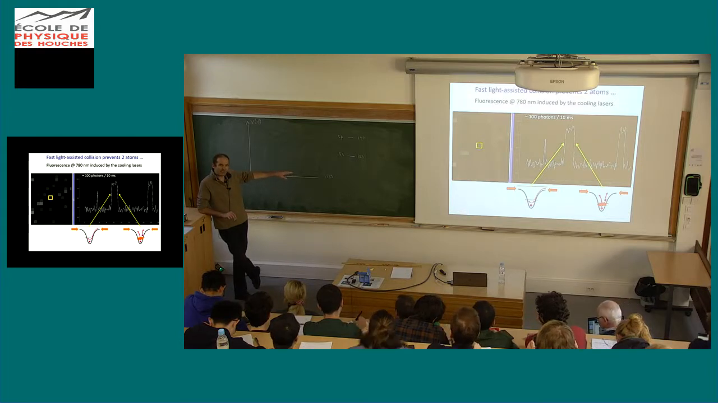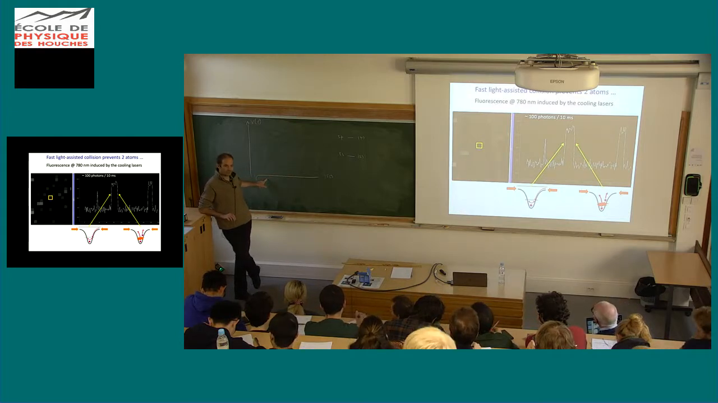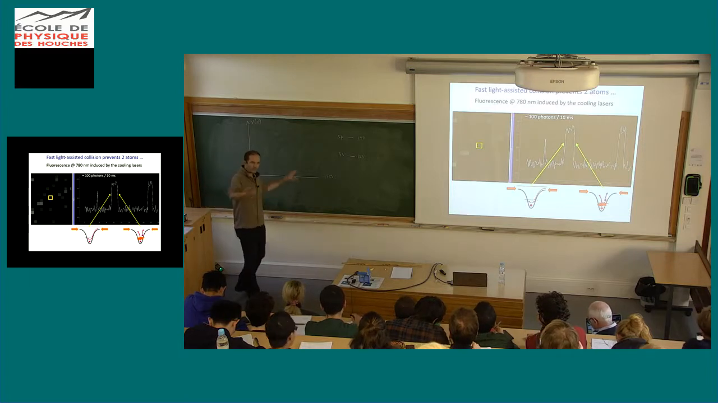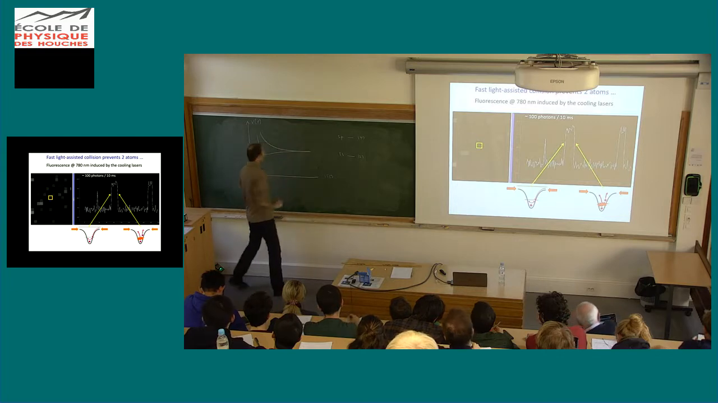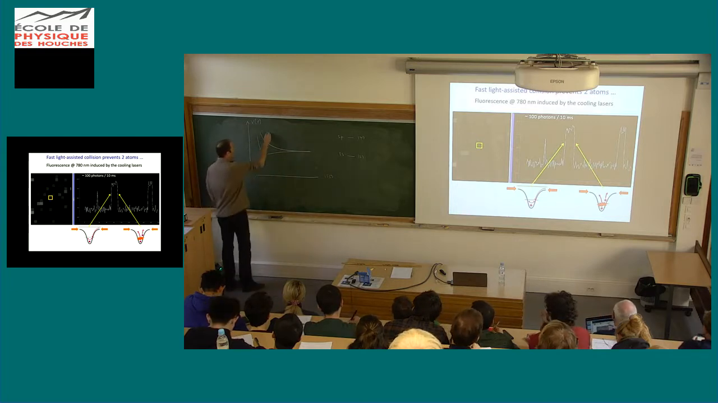So you can have either the two atoms in the S state, in which case they interact via the van der Waals interaction, which is essentially flat at large distance. And now you've got those potential curves that correspond to the resonant dipole-dipole interaction, plus and minus C3 over R3.